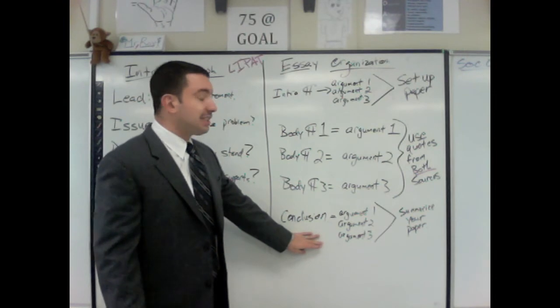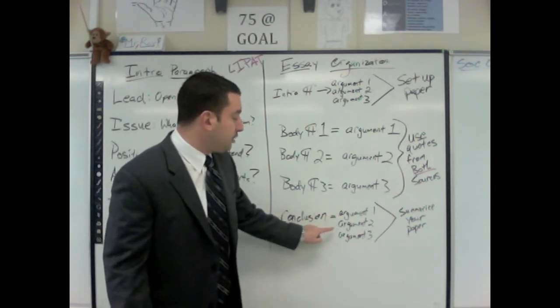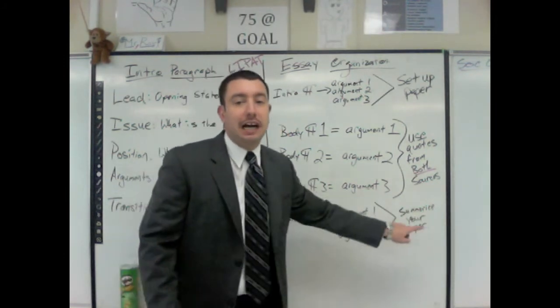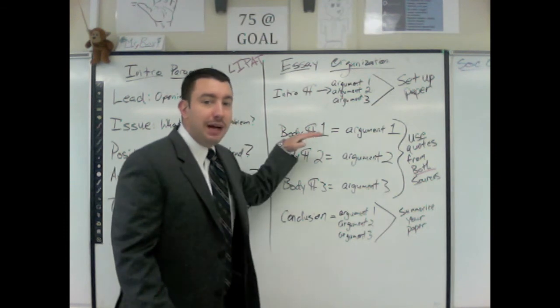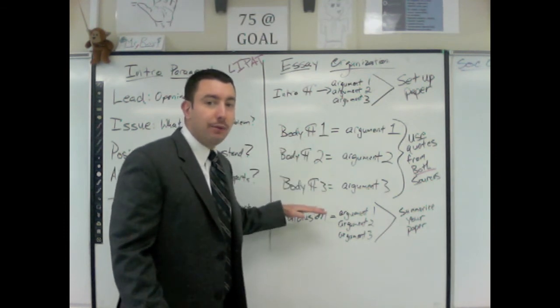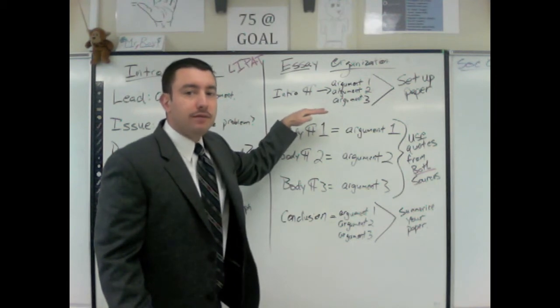And then finally it brings us into our conclusion. And your conclusion, look at argument 1, argument 2, argument 3. You're going to summarize your entire paper. You're going to list your arguments in the same order that you had them in your body paragraphs, which is in the same order as how you outlined them in your intro paragraph.